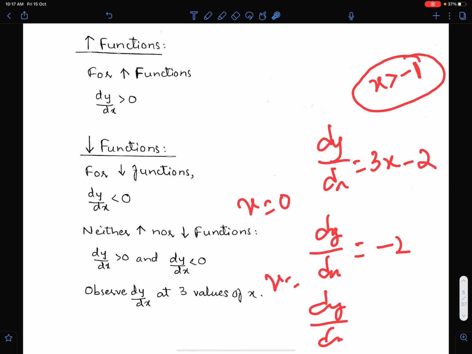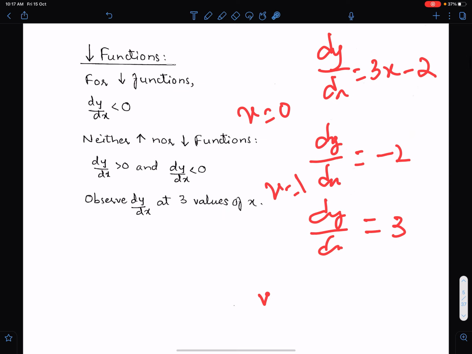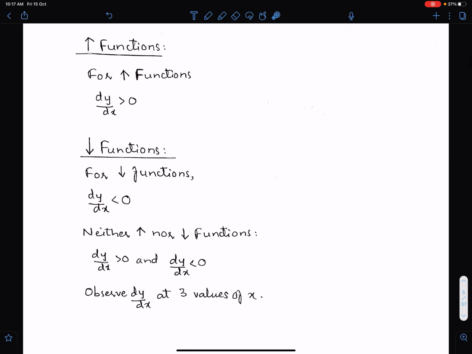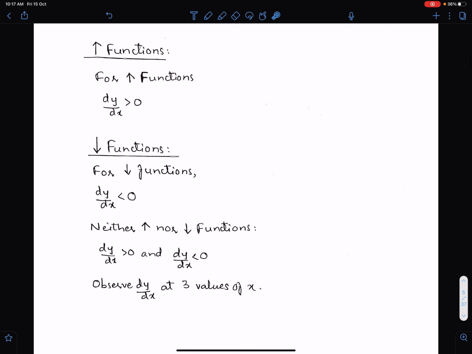Then we need to observe gradient at x1, it is positive. Then we need to observe gradient at x2. It will be 3 times 6 minus 2 makes 4. See, gradient is negative and positive. So when gradient is negative and positive, then we say the function is neither. So this means neither function. For increasing function, gradient will be positive throughout, and for decreasing function, gradient will be negative throughout the given values of x.